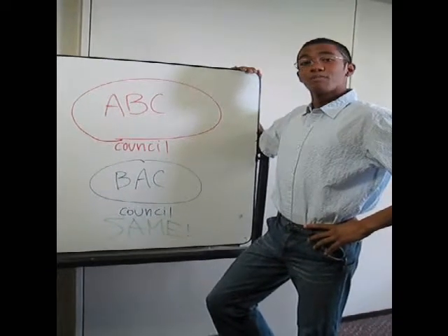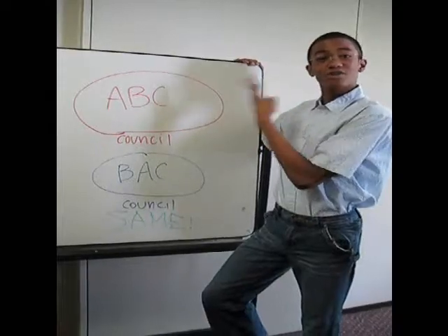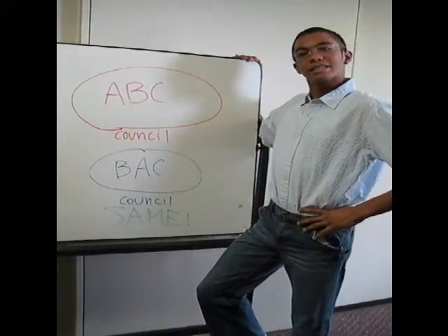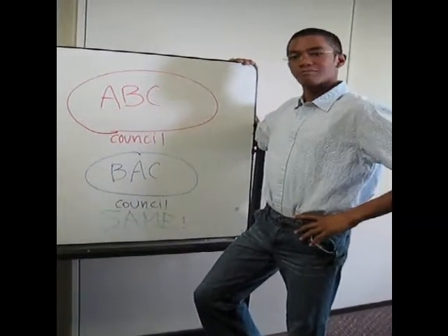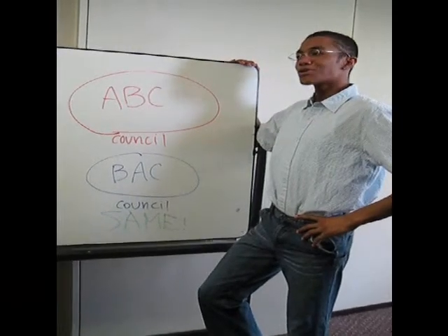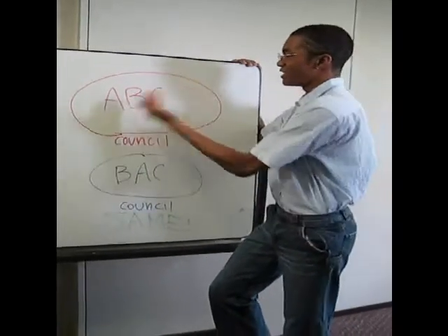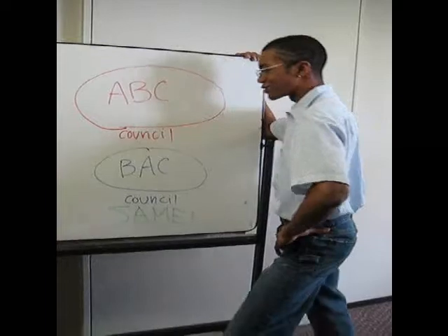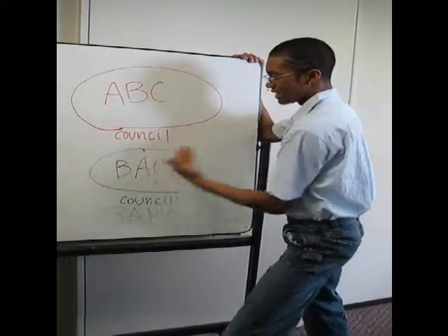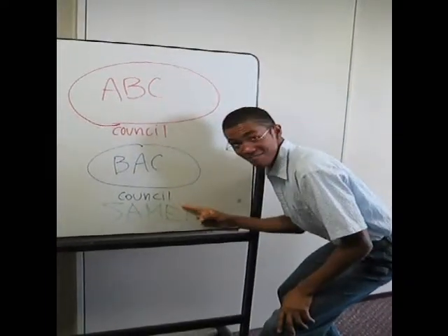Now imagine if a group of 12 wishes to choose 3 council members of equal rank. In this case, the order does not matter. For example, a council that consists of persons A, B, C is the same as a council that consists of people B, A, C. They are the same.